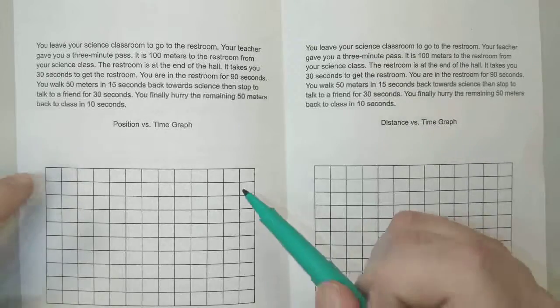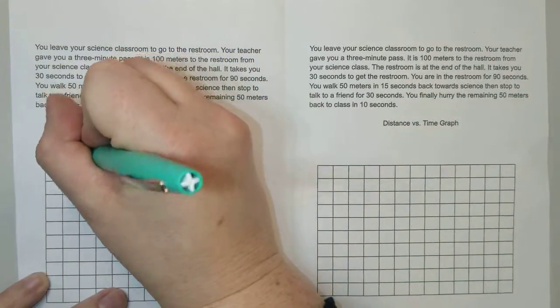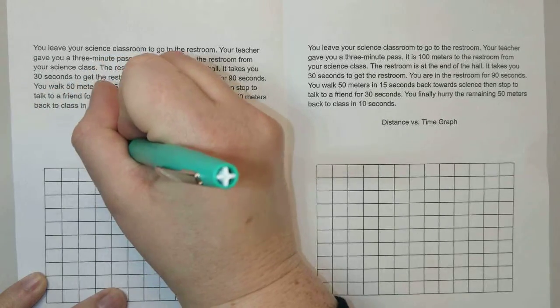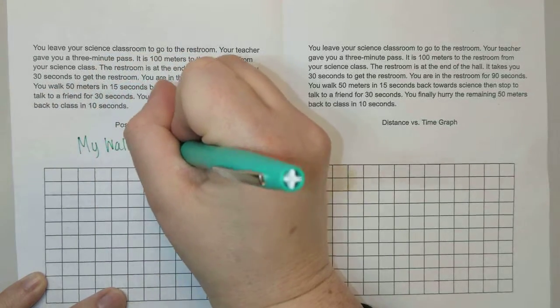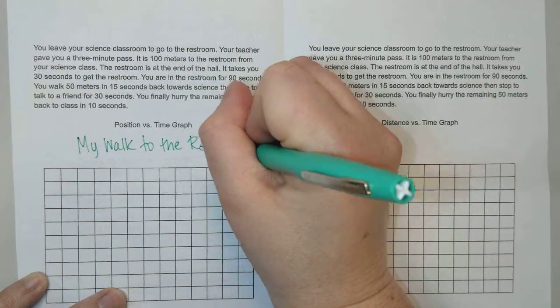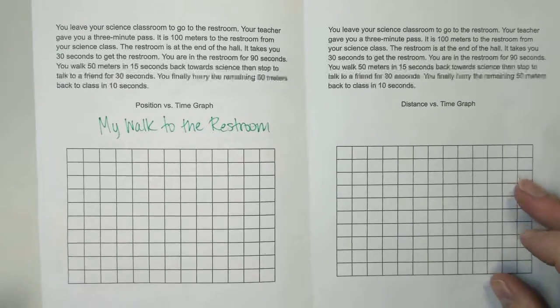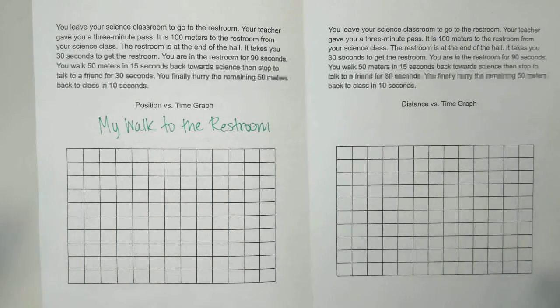If we wanted to create a title for this, we could call it My Walk to the Restroom. Remember, the title should be telling someone what the graph is about. Now, we also have to set up. We're given a blank grid, so we have to think about each axis.